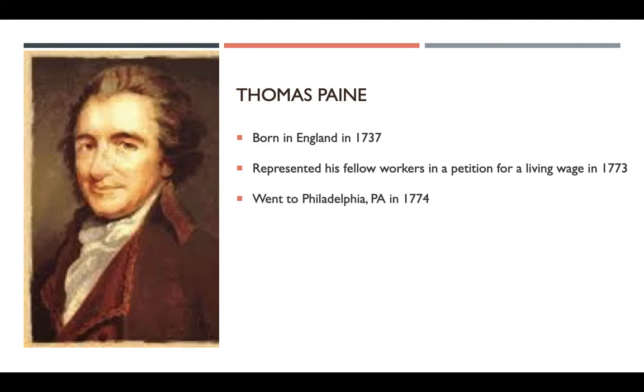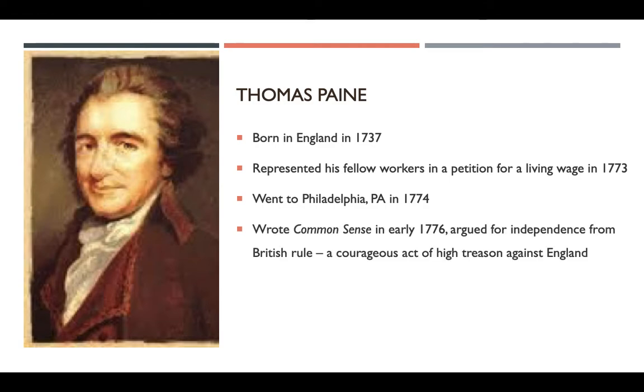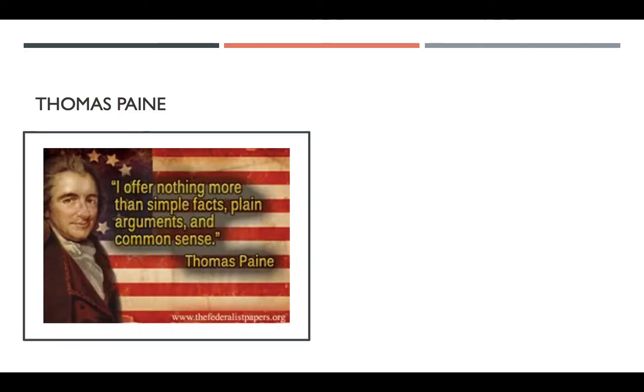Thomas Paine went to Philadelphia, Pennsylvania from England in 1774. He wrote Common Sense in early 1776, and in it he argued for independence from British rule, which was a courageous act of high treason against England. He believed in the rights of the humblest person and wrote of equality for all. This is a quote from his piece Common Sense, which you will read: "I offer nothing more than simple facts, plain arguments, and common sense."